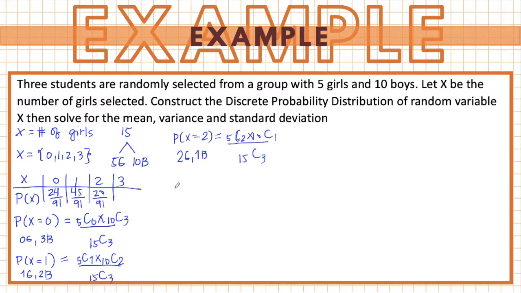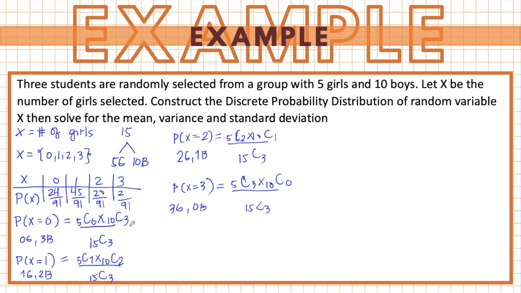Next, last value will be probability that x is equal to 3. So here, 3 girls will be selected and there will be no boys in the selection. So our solution for the number of favorable outcomes is we will be getting 3 from the girls, so that will be 5 choose 3 and 0 from the boys. 5 choose 3 times 10 choose 0 over the number of all possible outcomes, which is 15 choose 3. And this is 2 over 91.